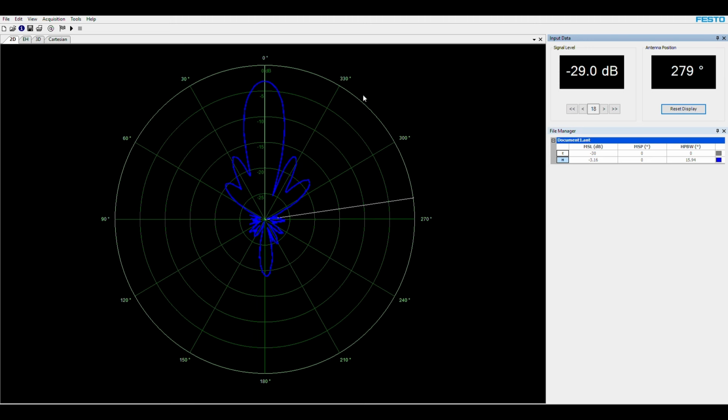So if we look at it right now, the maximum signal level, if you read from the right column, is minus 3.16 dB, and the half power beamwidth that we got is 15.94, approximately 16 degrees. So that's our H plane. Now, of course, the next step is to go for our E plane.